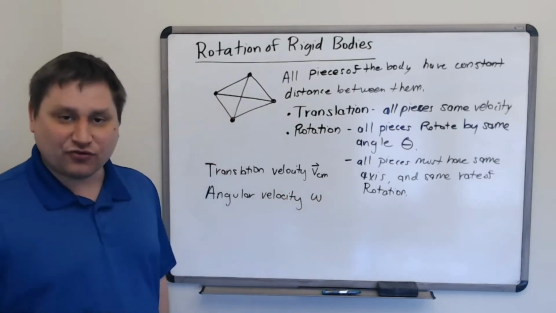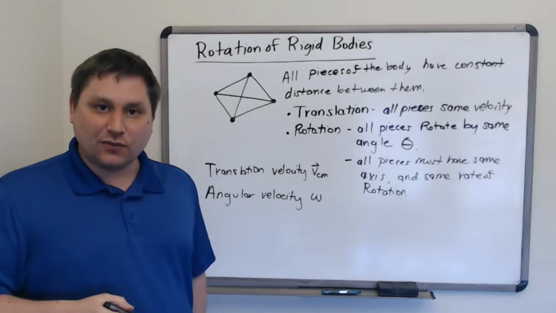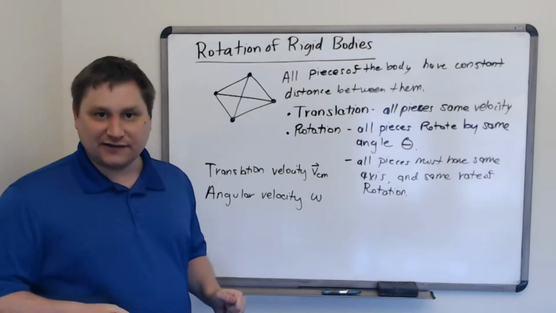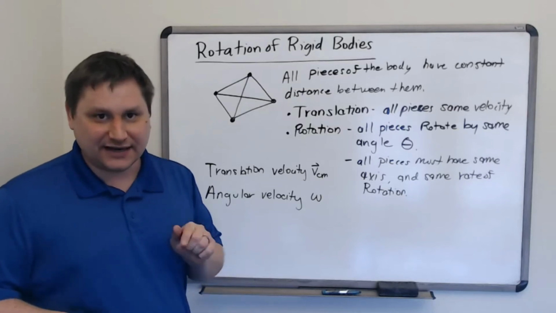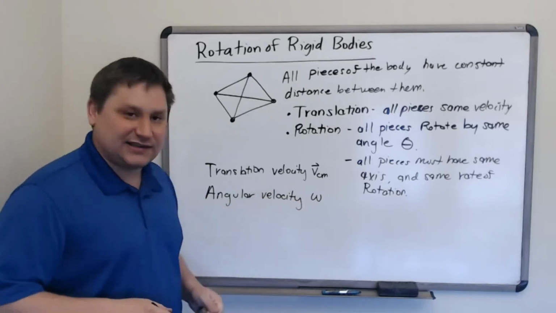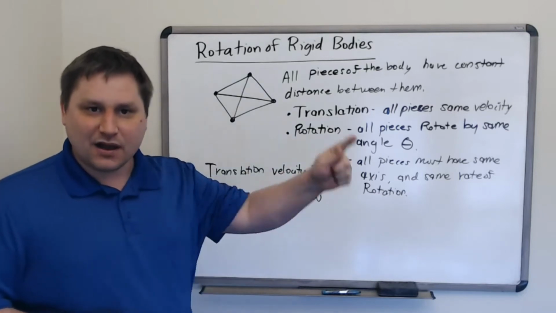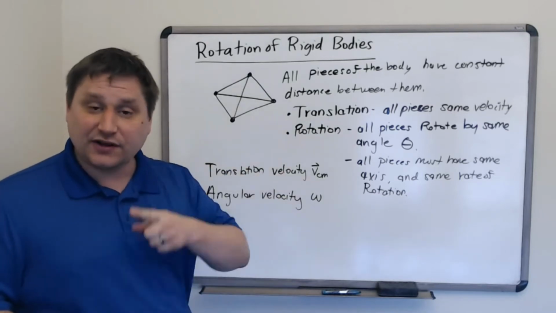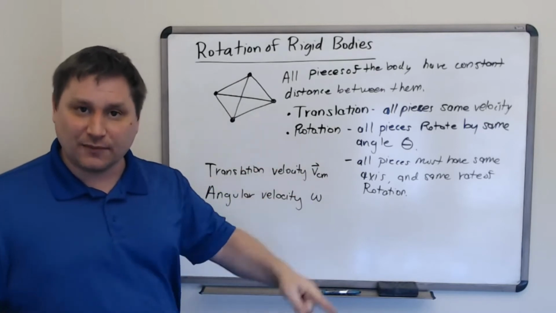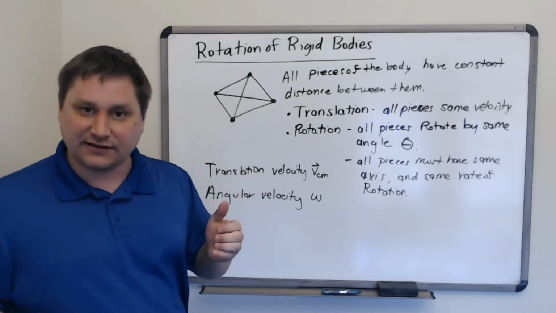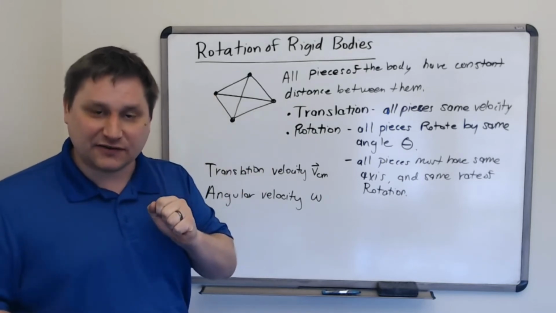To specify the rate of rotation, we'll use a quantity called the angular velocity. The symbol for angular velocity is a lowercase Greek omega, not a w. We've actually seen this symbol before. We used it when we discussed objects going in circular trajectories, a uniform circular motion. We would have a certain angle covered per unit time for that object's position vector.